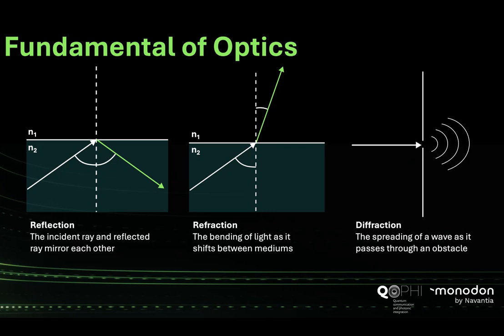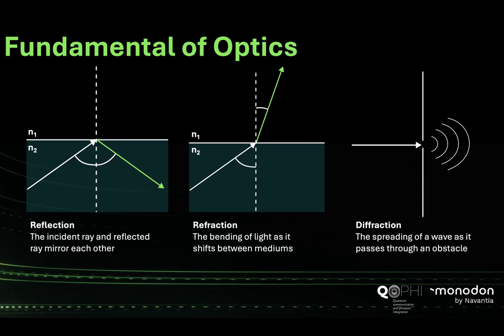To really understand how we control light, we need to look at the three fundamental behaviors. First, reflection. This is when light hits the surface and bounces off it. The angle at which it hits the surface is equal to the angle at which it reflects. This is why mirrors work the way they do.